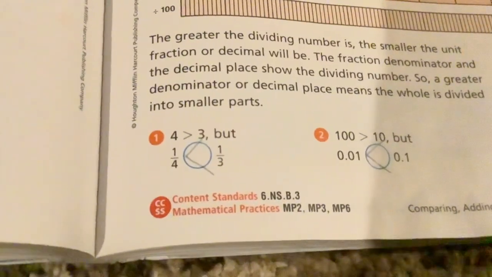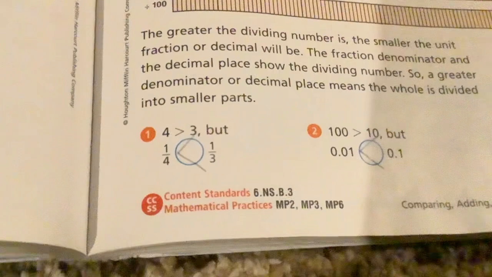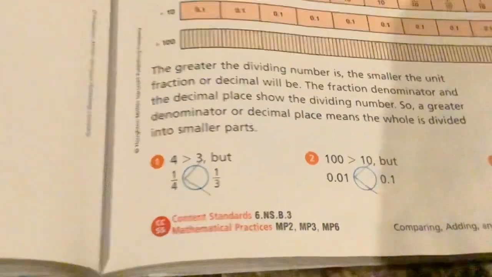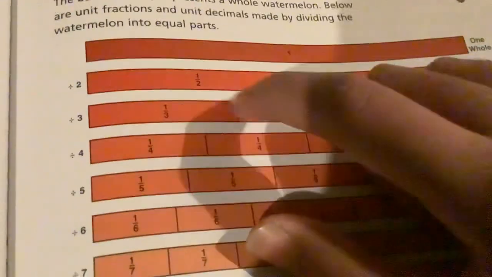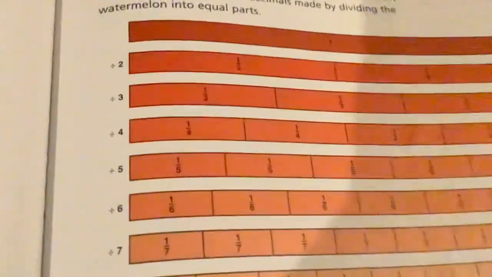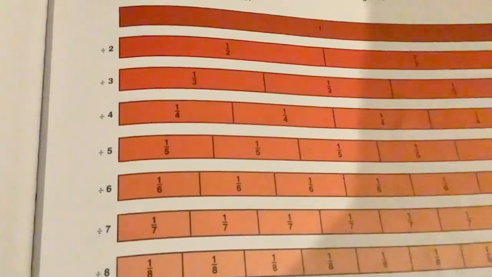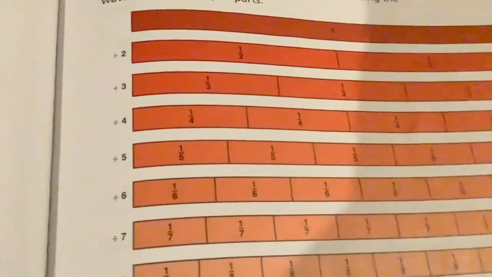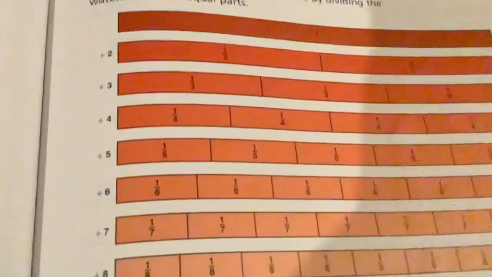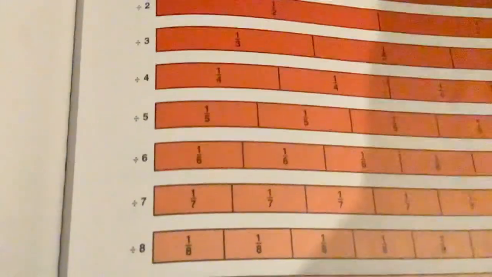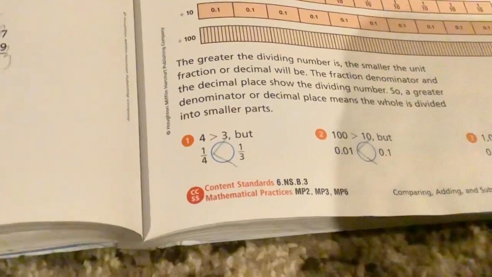So, let's go over here. 4 is greater than 3, but 1/4 is less than 1/3. And why is that true? Well, it's very simple. It's because the 1/4 block is shorter than the 1/3 block. If you think about it, 1 divided by 4 is 0.25, and 1 divided by 3 is 0.3 repeating. 0.3 repeating is definitely greater than 0.25, because 3 is the greater tenths place. So 1/3 is greater, and 1/4 is less.